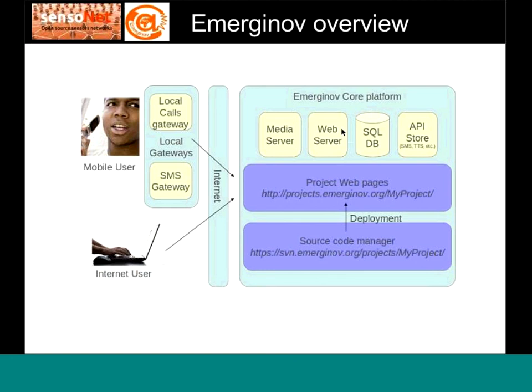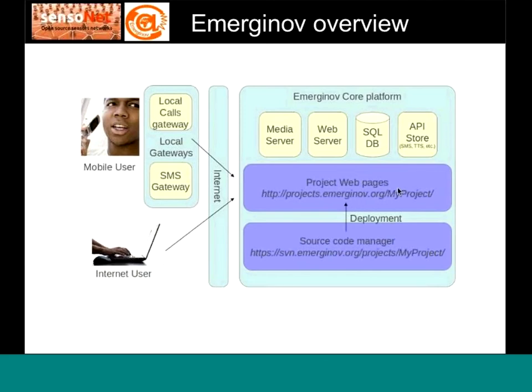The first one is the core platform. The core platform is somewhere in the cloud, and it's where the microservice will be hosted and run at runtime. In fact, it's a media server which allows you to create vocal services. It's a web server, it's MySQL hosting, and it's access to web API.